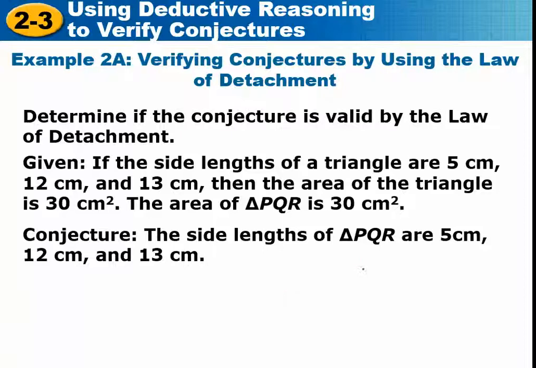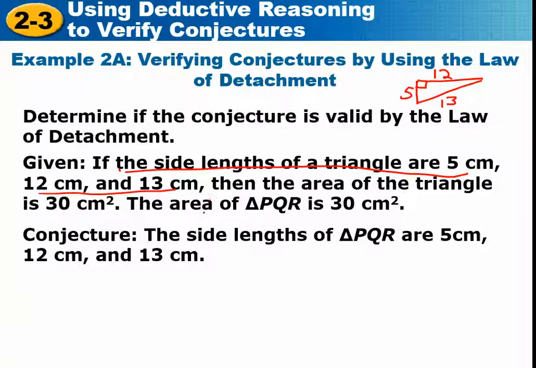If the side lengths of a triangle are 5 centimeters, 12 centimeters, and 13 centimeters, then the area of the triangle is 30 centimeters squared. Okay, so that's what our given is. That's our if-then. So if that's true, and it is, if we have a right triangle anyway, then if they tell me that the side lengths of a triangle are 5, 12, and 13, then I could say that the conclusion is true.